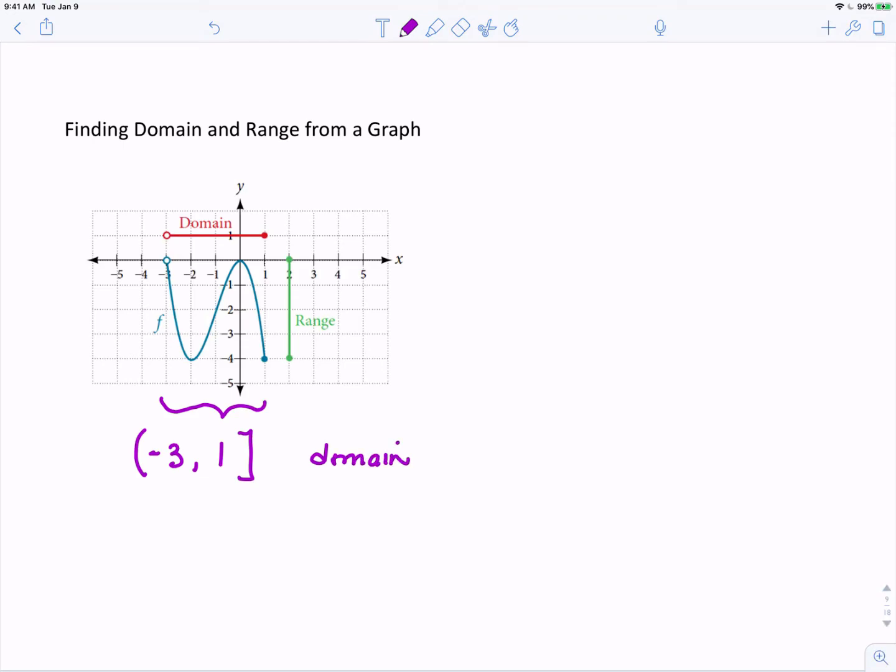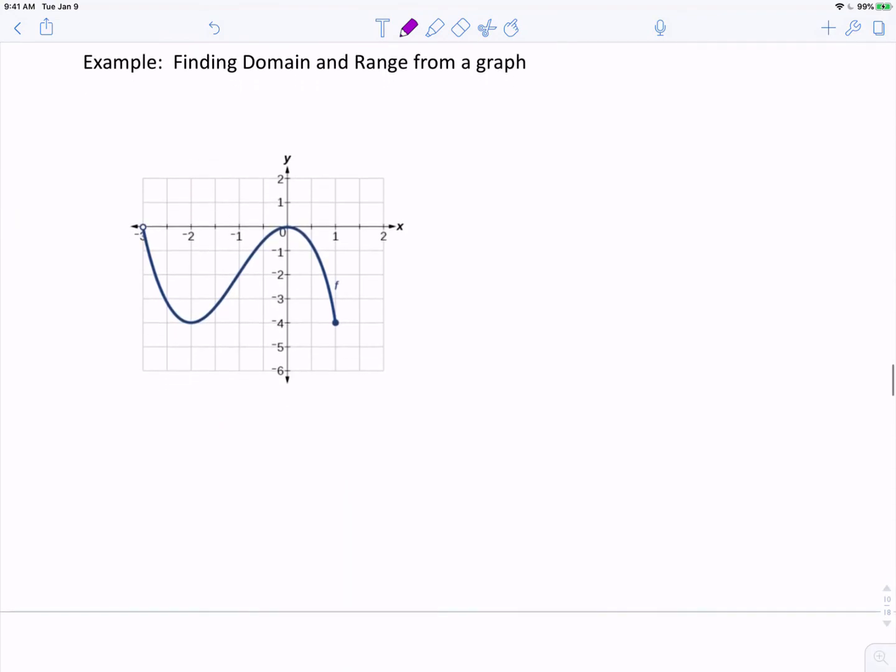For the range, I'm going to look in the vertical direction. So for the vertical direction, it starts at negative 4, it stops at 0, and at negative 4, notice I have a closed circle, and at 0, notice I have an open circle. And so this would be the range of that function. So when I'm looking at a graph, I think it's often helpful to draw in these arrows or these guidelines like I have in this one. The domain you're looking horizontally and the range you're looking vertically.